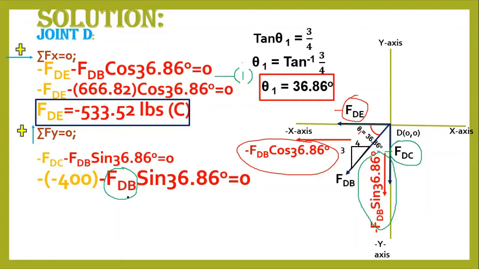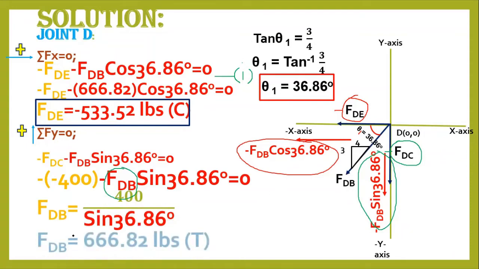So FDB remains here, and we bring the rest over, 400 upon sine 36.86, and you will get FDB equals 666.82 pounds. It should be a tensile force because the value is positive. In the start, we always assume that member forces are away from the joint, so if you assume all the member forces are away from the joint, the value should be positive.